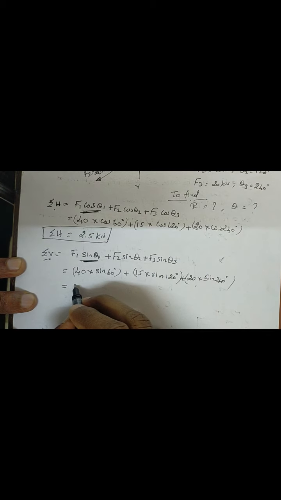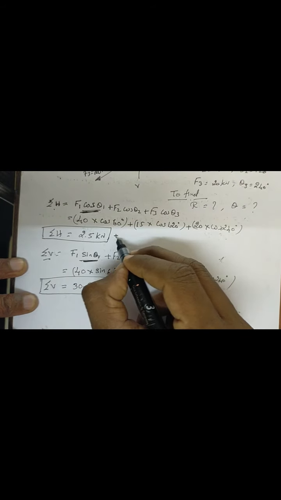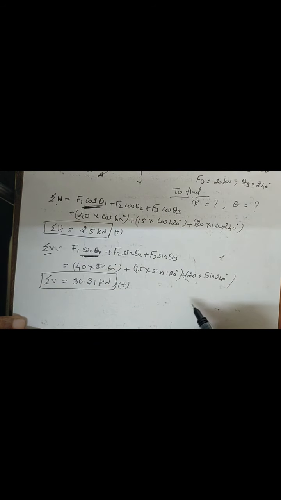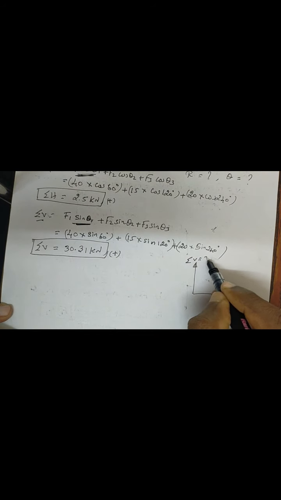When you solve this equation you will get the summation of vertical equal to 30.31 kilonewton. You get a positive result, and this is also positive, so you can easily conclude these components are acting in the first quadrant. Summation of horizontal equals 2.5 kilonewton, and the summation of vertical component is 30.31 kilonewton.